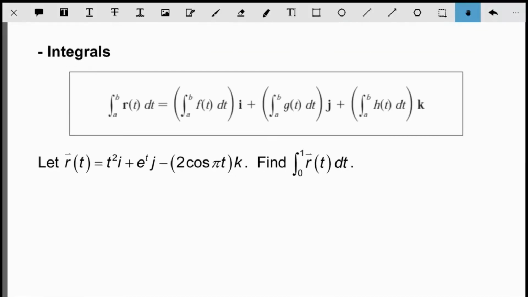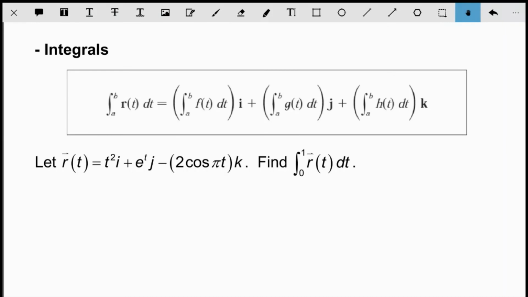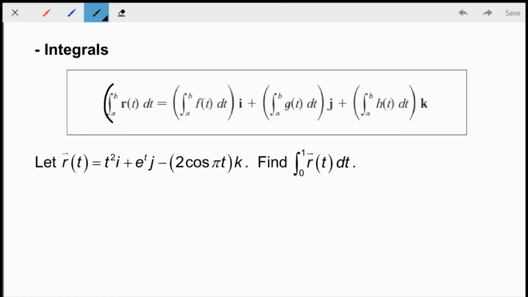Okay, so let's take a look at integrals. Just like we did with derivatives, integrals work essentially the same way. If I want to take the integral of a vector function, all I have to do is integrate each one of the components independently. Notice I have an integral going over the interval a to b. So I'm just going to integrate each component over that same interval to get the result. So this is pretty simple to do.